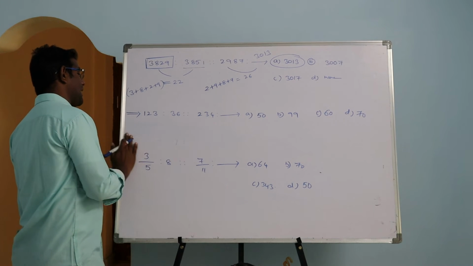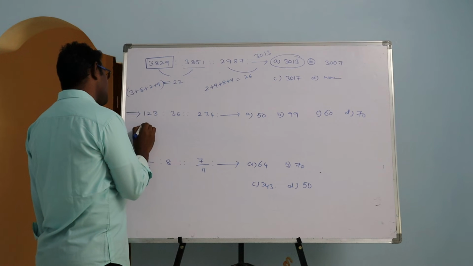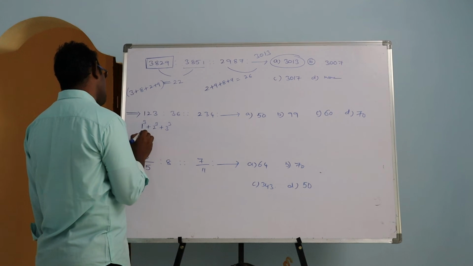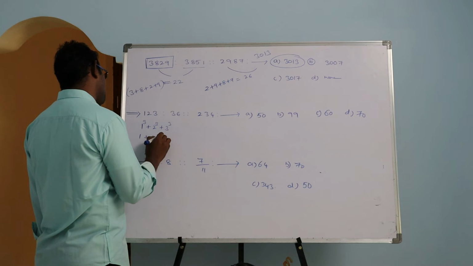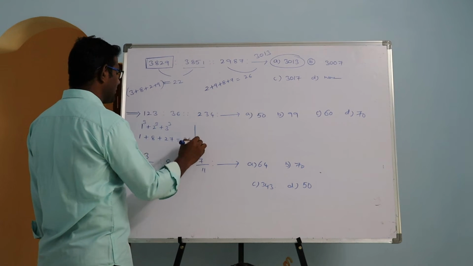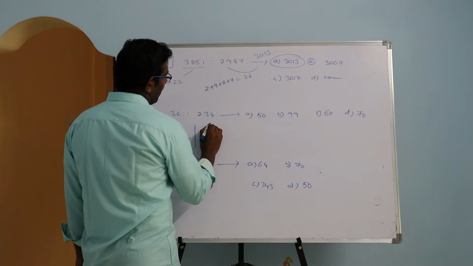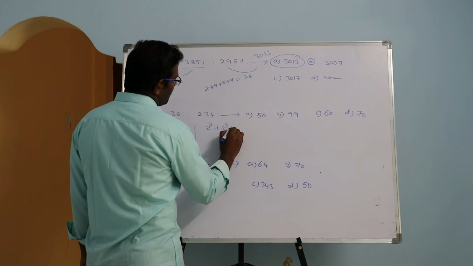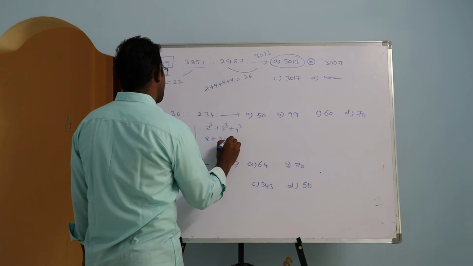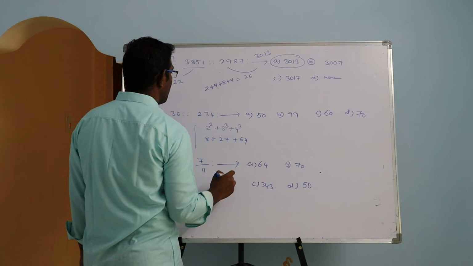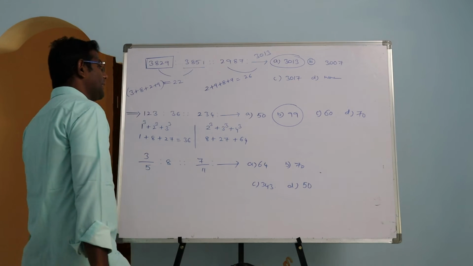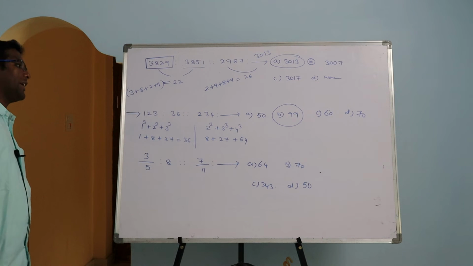Last logic is the cube of the numbers. You can cube it: 1 cube plus 2 cube plus 3 cube. 1 cube means 1, 2 cube means 8, 3 cube means 27. Count it, more, 36. In the same way 2 cube plus 3 cube plus 4 cube. 2 cube means 8, 3 cube means 27, 4 cube means 64. You can add it, your answer goes to 99.